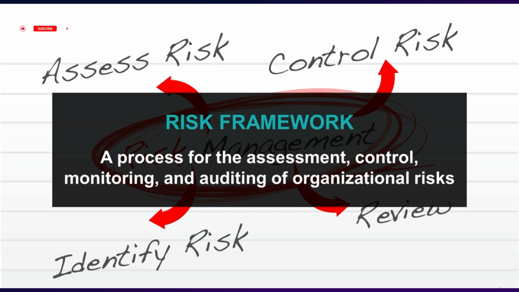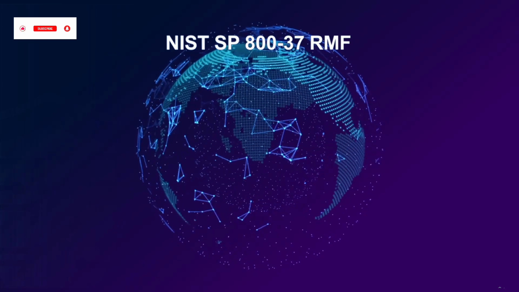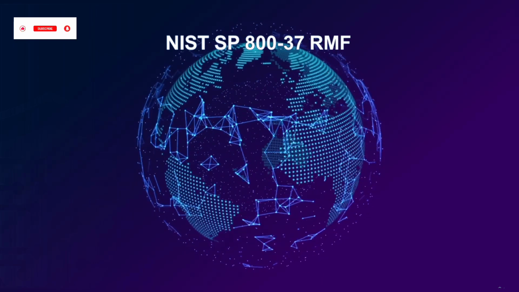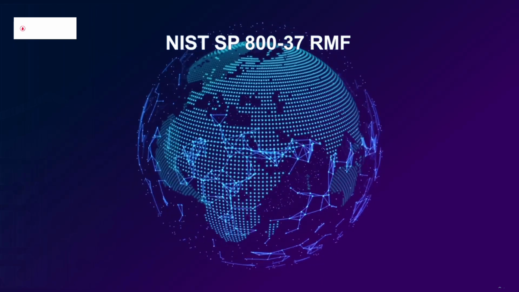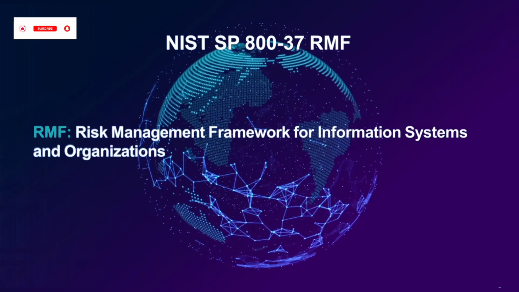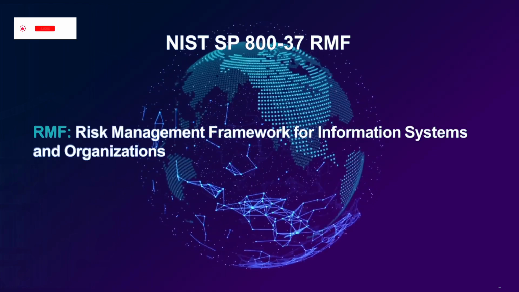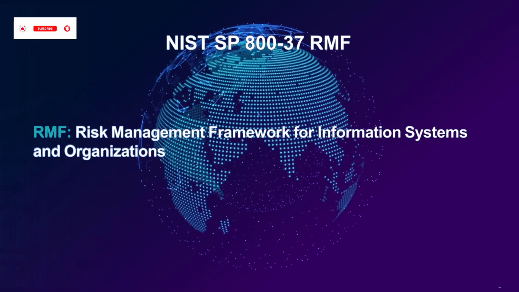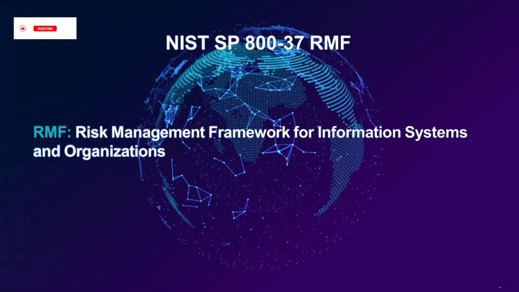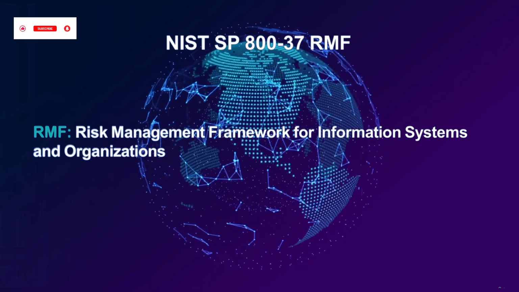The main risk framework you are going to see on the exam is NIST Special Publication 800-37 RMF, or the Risk Management Framework. This is really designed for information systems and organizations. Before, in revision 1, it was focused toward federal information systems. Now in Rev 2, it is focused more on just general information systems and organizations.